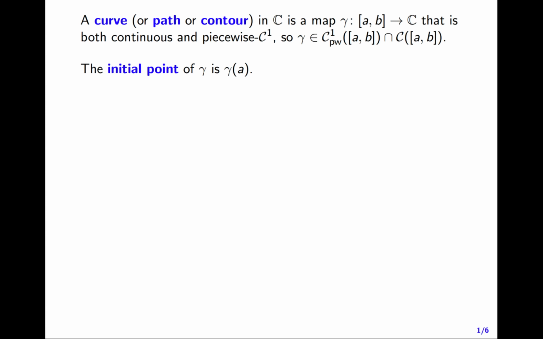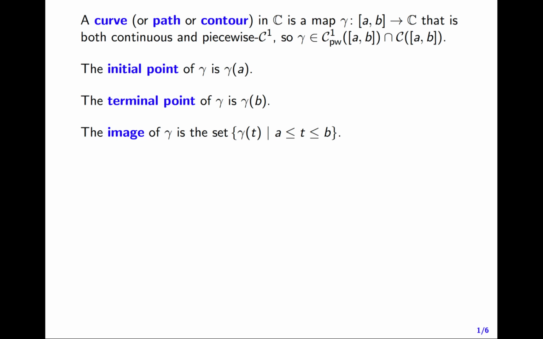The initial point of gamma is the point gamma of a. The terminal point of gamma is the point gamma of b. The image of gamma is the set of complex numbers gamma of t for t between a and b. A curve is closed if gamma of a equals gamma of b.